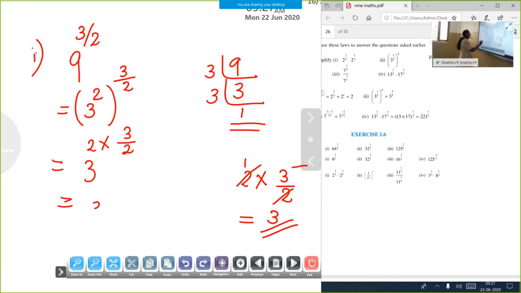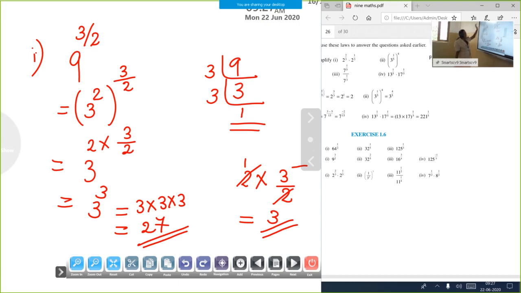Here we can write 3 in the base and the power is also 3. What is the value of 3 raised to 3? 3 into 3 into 3 equals 27. So our final answer is 27.